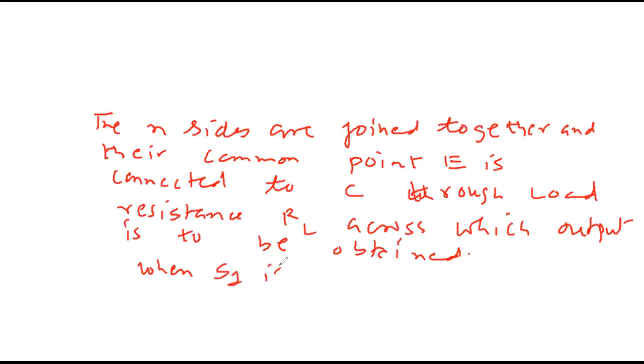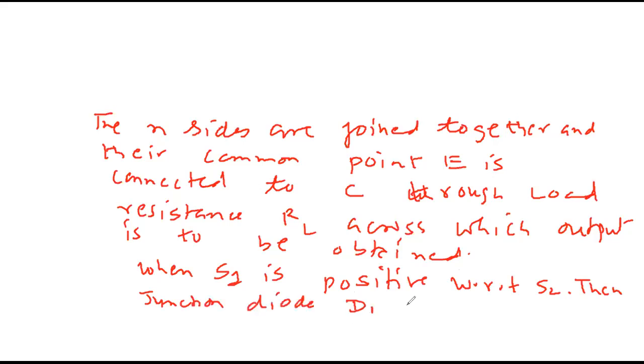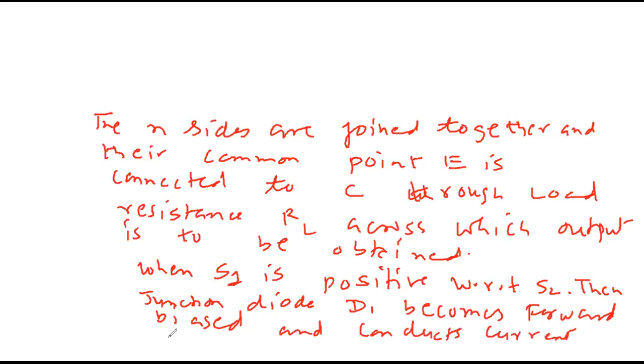When S1 is positive with respect to S2, then junction diode D1 becomes forward biased and conducts current from P1, N1, E, F, G, C, S1, back to P1.